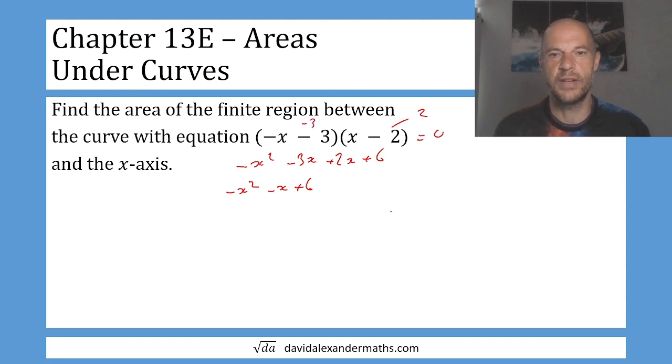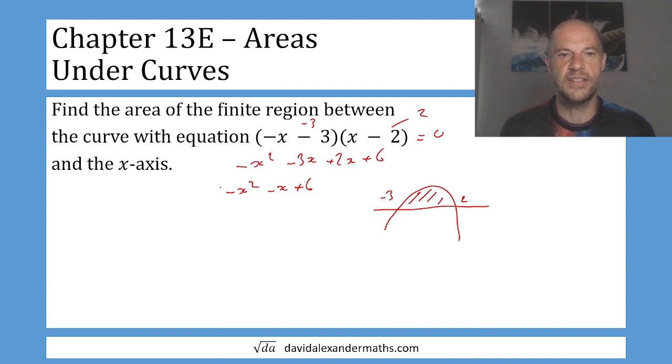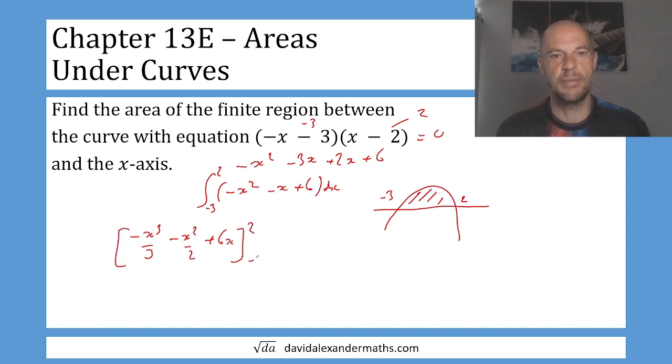Okay, so what we are doing, we've got a curve, and we know that it cuts through at negative 3 and 2, so we are working out this area here. So what we need to do is integrate this with respect to x, upper limit 2, lower limit negative 3. So let's integrate this first of all. That's going to be negative x cubed over 3 minus x squared over 2 plus 6x, square brackets, upper limit 2, lower limit negative 3.